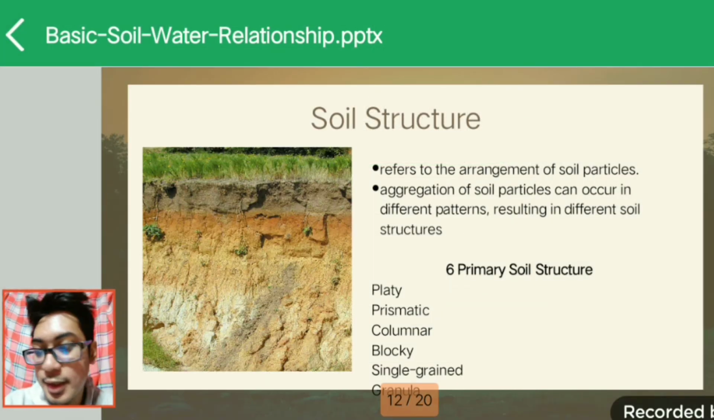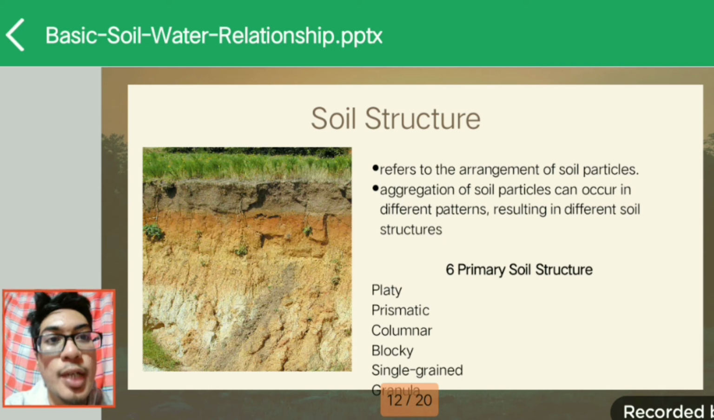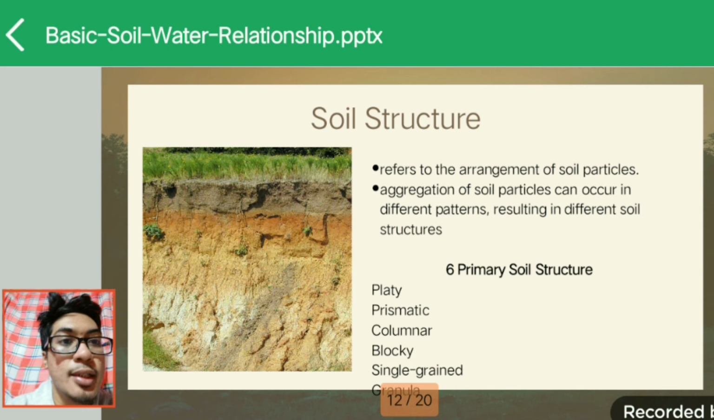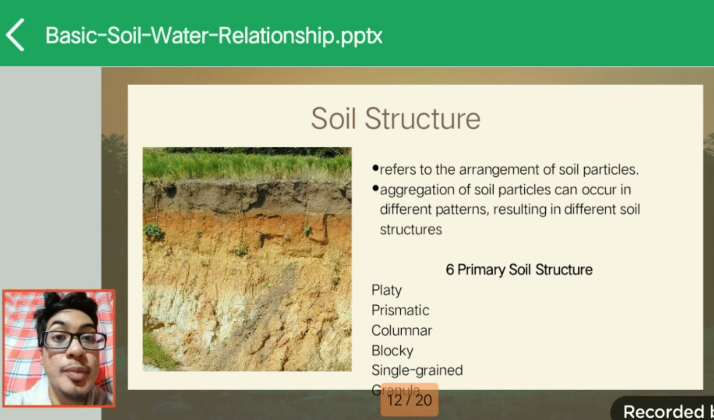And then, since we're talking about the relationship of soil and water, we should not forget soil structure. Soil structure, or how the solid particles are arranged inside the soil, is important because it leads us to know how the soil contains water and how it stores it. There are basically 6 primary soil structures: platy, prismatic, columnar, blocky, single grain, and granular.